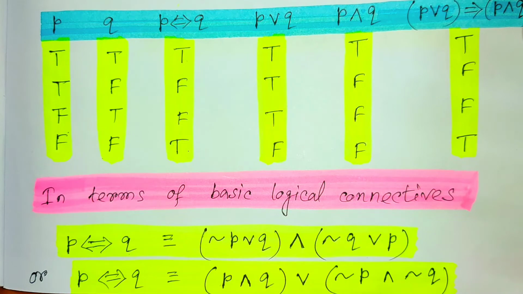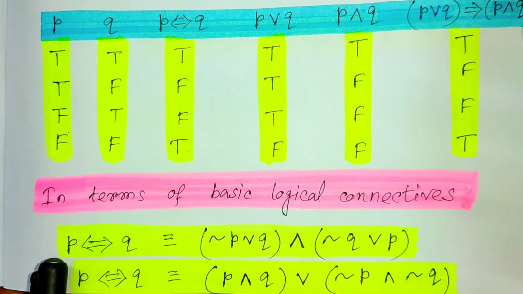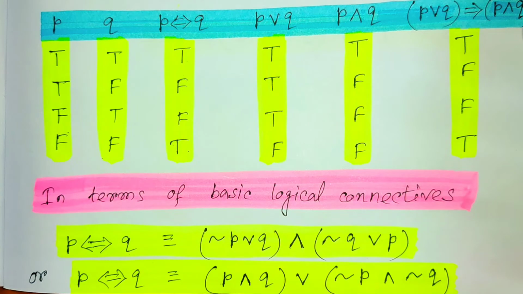You just write down these two expressions and verify whether this biconditional statement is equivalent to those two expressions or not. Definitely you shall find out that these two are equivalent statements. So in terms of the basic logical connectives, here look, not, and, or, these are the three basic logical connectives, and these three only are used to express this biconditional statement.